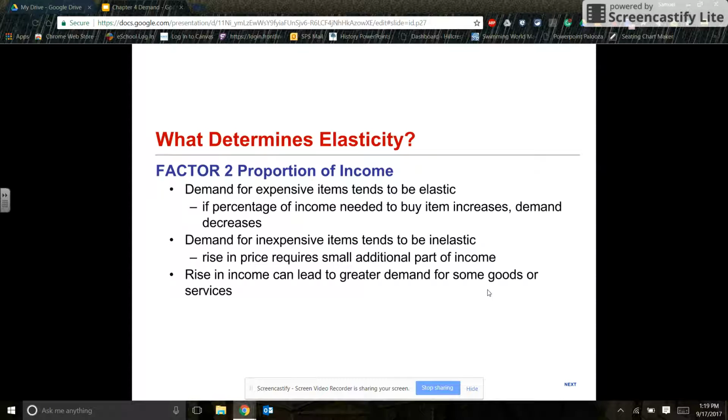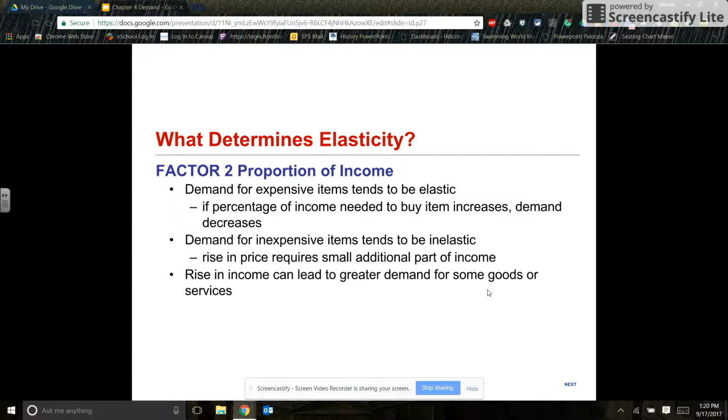The second thing that determines elasticity of demand is the proportion of your income. More expensive items tend to be more elastic. So the more of your income is required to buy a certain item, the more demand goes up. I'm sorry, other way around. Flip that, cancel it, reverse it. The more of your income that an item costs, the less you're going to demand it.